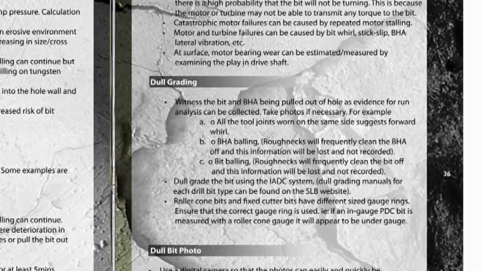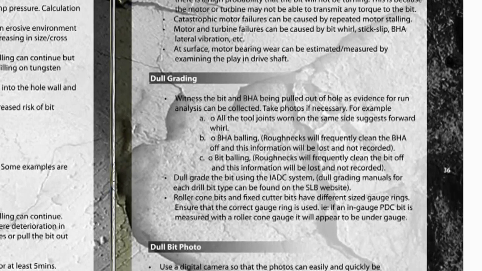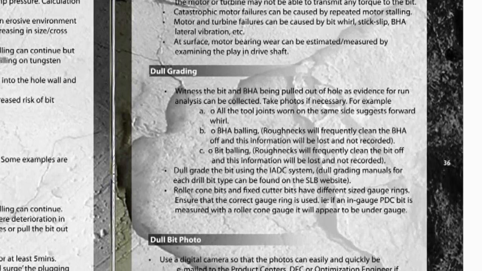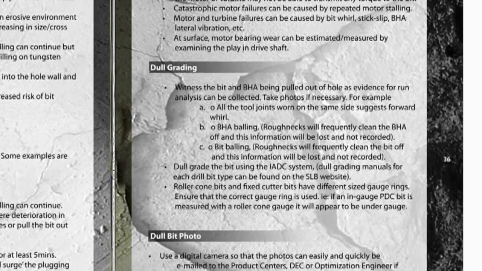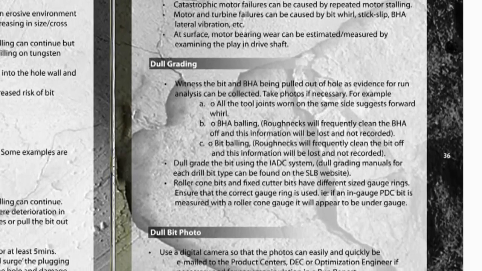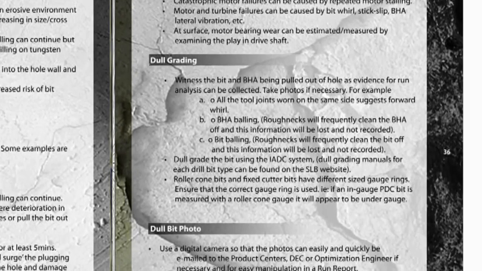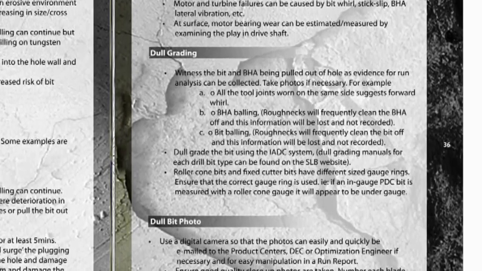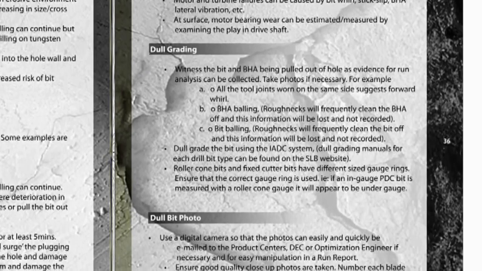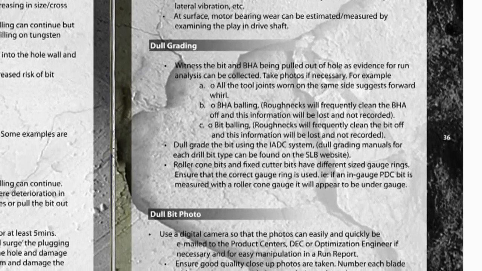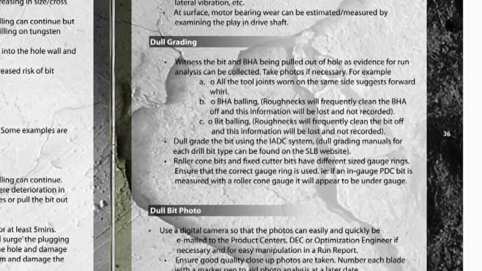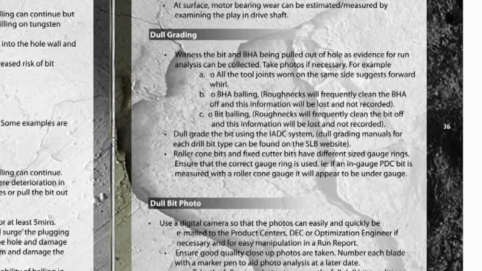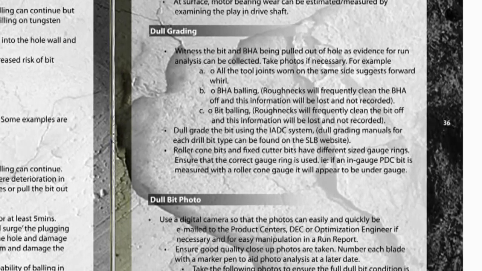Dull grading. Witness the bit and BHA being pulled out of hole as evidence for run analysis can be collected. Take photos if necessary. For example, all the tool joints worn on the same side suggests forward whirl. BHA balling. Roughnecks will frequently clean the BHA off, and this information will be lost and not recorded. Bit balling. Roughnecks will frequently clean the bit off, and this information will be lost and not recorded.